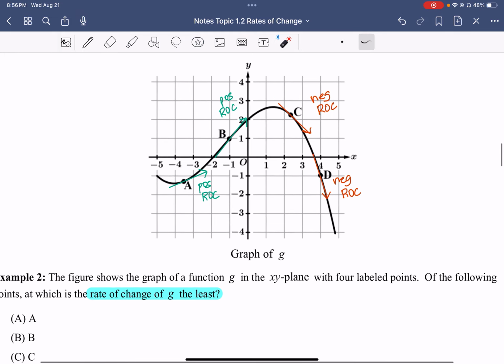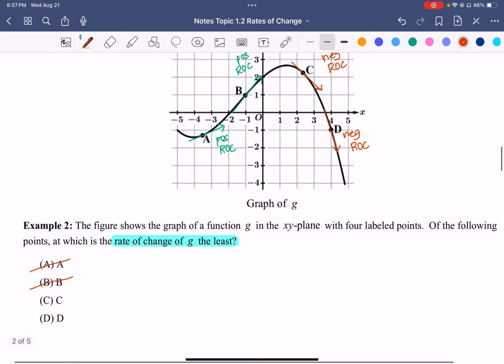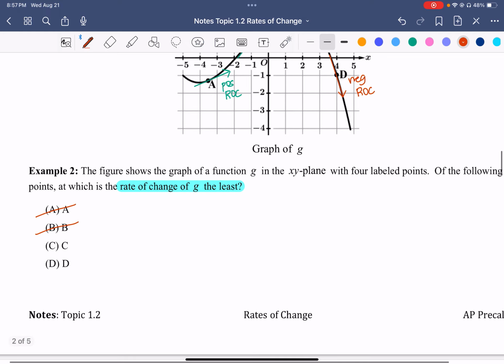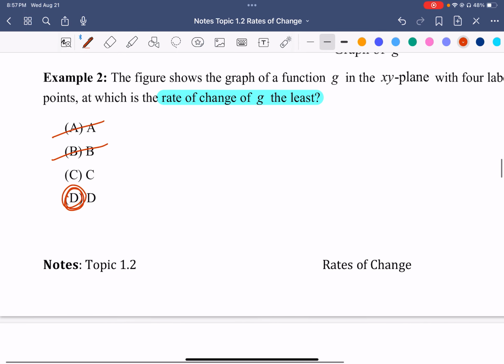Okay, so if I'm going to answer the question, it says of the points which is the least, I can already eliminate A and B because those are positive. Okay, so the least ones are going to be either C or D, which have a negative rate of change. And then, like I just said, the steeper the line, the more negative, the smaller the number is. So since D had a steeper line, that means that D would be the correct answer.